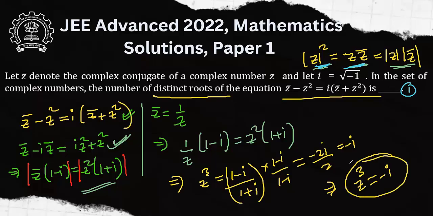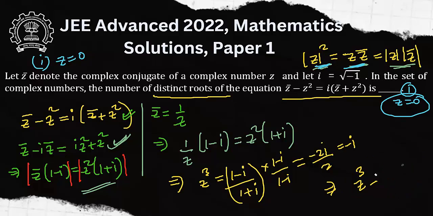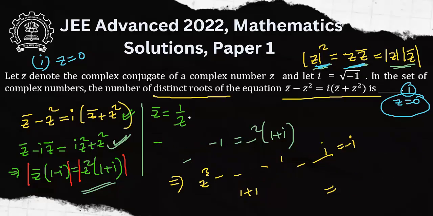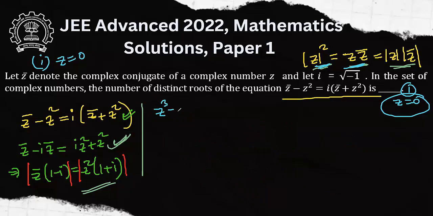Now I'll have to find the number of solutions for Z cube is equal to minus I. Previously I had found Z is equal to 0 as a feasible solution. So I have one solution, Z is equal to 0, and I'm trying to find the others, if possible. Let's try to solve this equation, Z cube is equal to minus I, and find the number of solutions.